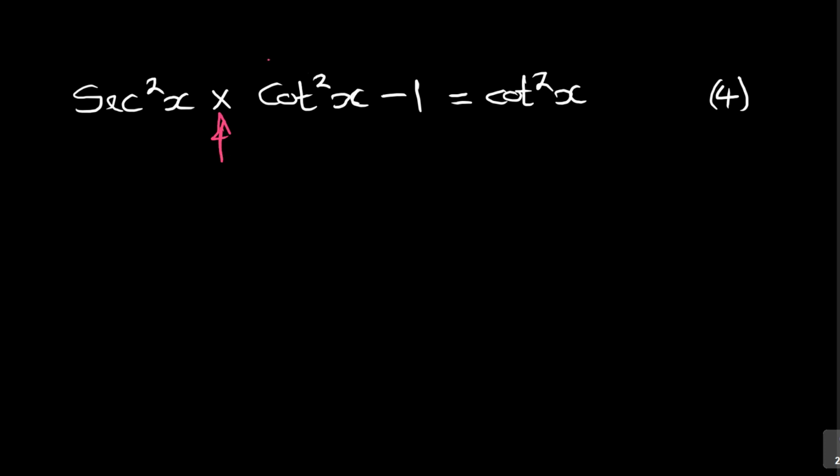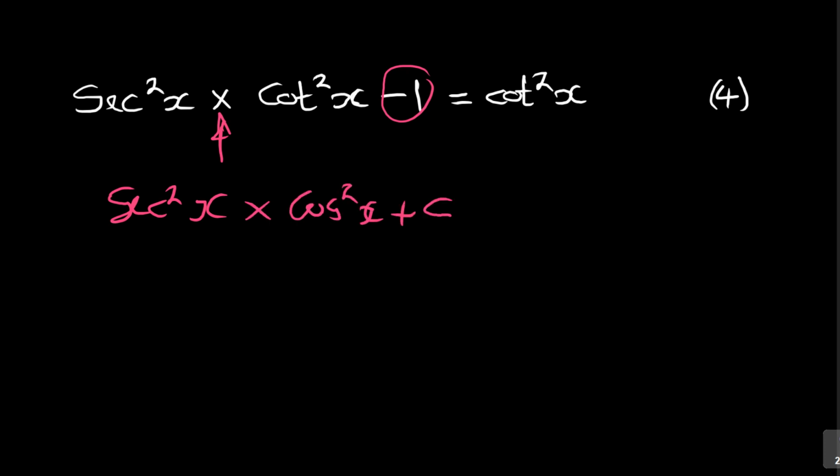This multiplication sign does not allow you to use an identity like this, because there are no brackets. You follow BODMAS, meaning multiplication first before subtraction. So for example, let me write it like this. If I gave you sec squared x times, then cos squared x plus sine squared x.